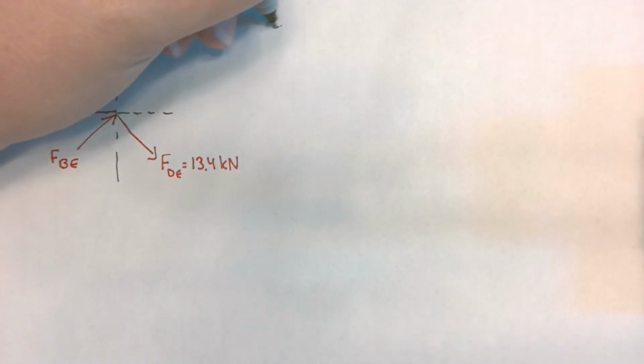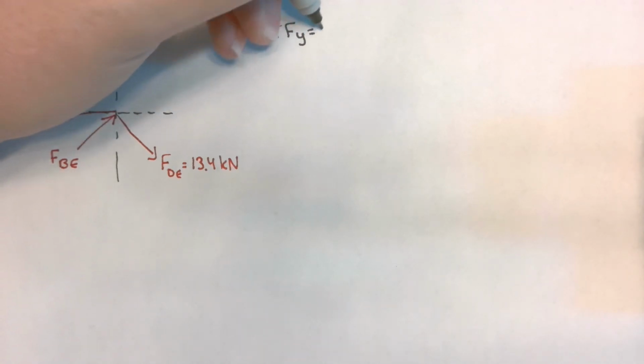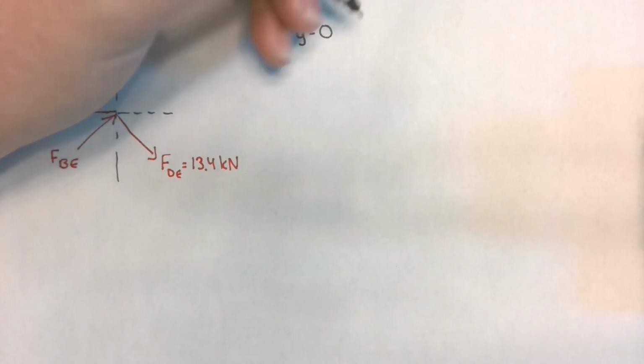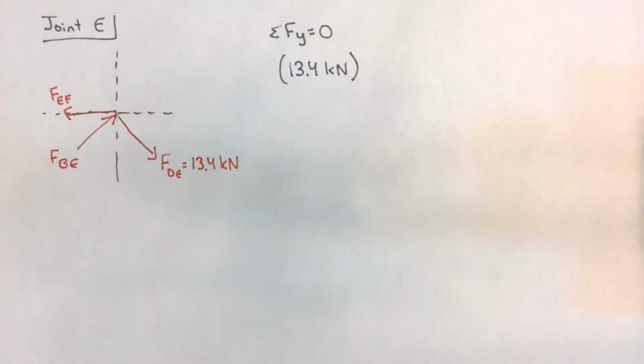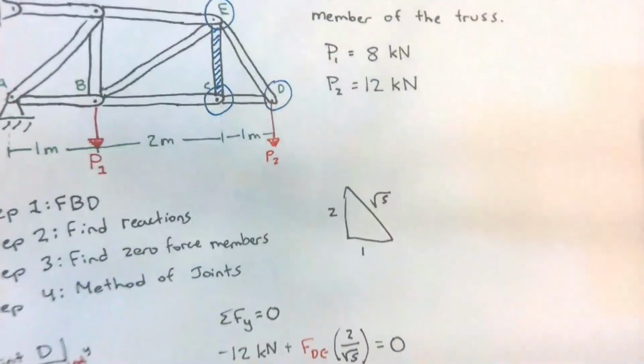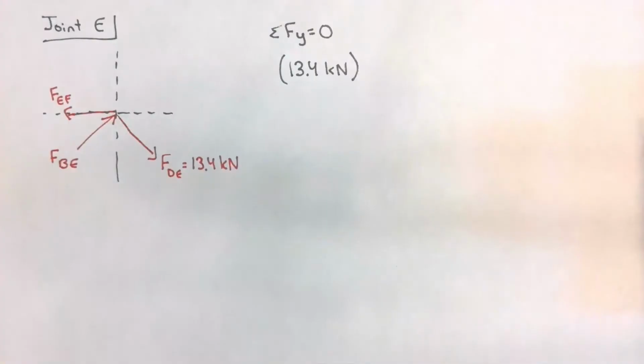Y, I think. All right, yeah, that's correct. We want to start with the sum of forces in the y direction. We know that sum of forces in the y direction equals 0. And for the y direction, we'll have the y component of this force. So that means my 13.4 kilonewtons multiplied by the slope. So the slope is, what's that? 2 over root 5, right? Exactly, 2 over root 5.